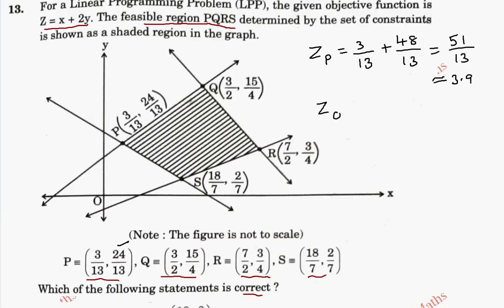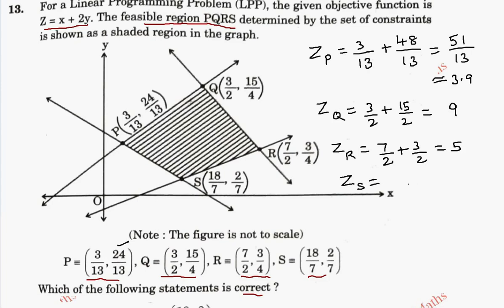Now Z at Q is 3 by 2 plus 2 into 15 by 4. That is 15 by 2. So this is 18 by 2, which is 9. Then Z at R is 7 by 2 plus 2 into 3 by 4, which is 3 by 2, 10 by 2, which is 5. And Z at S is 18 by 7 plus 2 into 2 by 7, which is 4 by 7. So 22 by 7, which is roughly 3 point something.